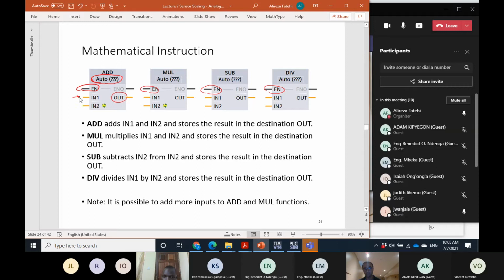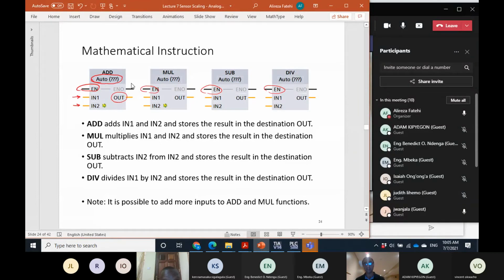For example, if both inputs are integer, the PLC automatically assumes the output to be integer. If either of them is real, it automatically assumes that the output is going to be real, because one of them is real. But you can select. For any reason, you may want to change that, so it's possible to select that. We'll look at that in the program.